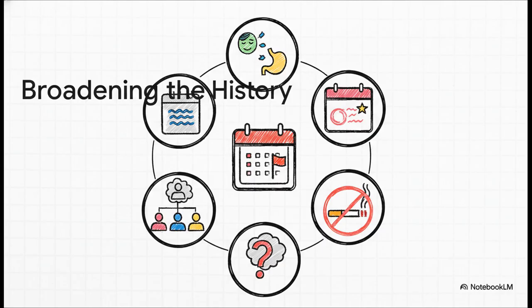Once you've got a handle on the pain with SOCRATES, it's time to zoom out a little and broaden that history. You need to screen for associated symptoms, so ask about things like nausea, diarrhea, or dizziness. A good menstrual history is obviously key. Ask about regularity and flow. But what's absolutely critical is that you ask about intermenstrual bleeding. Any bleeding between periods is a potential red flag you cannot miss. And then you'll round it out by asking about family history and their smoking status.